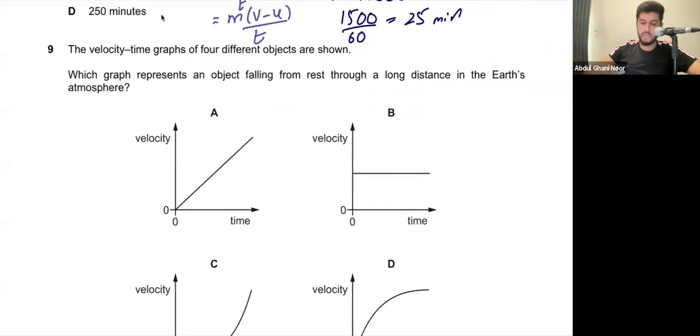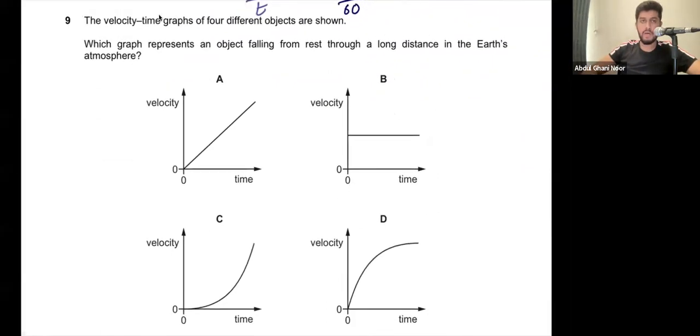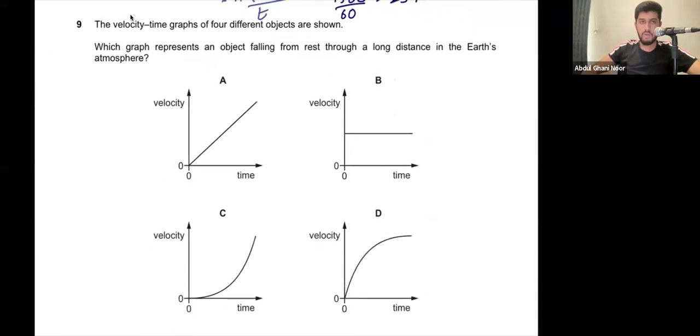Question number 9 says the velocity time graph of 4 different objects are shown. Which graph represents an object falling from rest through a long distance in the Earth's atmosphere? So the initial velocity for an object that is falling from rest will be 0. B cannot be the answer. Because it's falling through the Earth's atmosphere, it will experience air resistance.